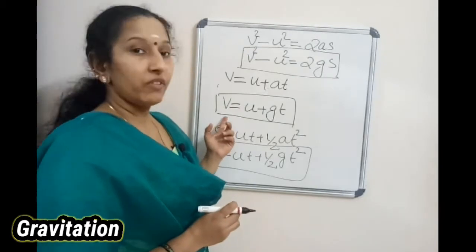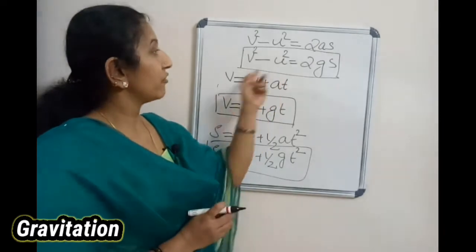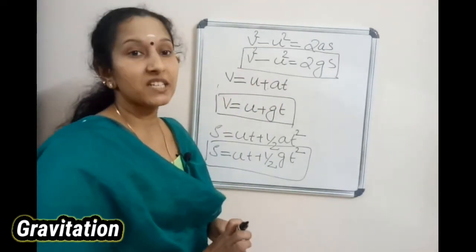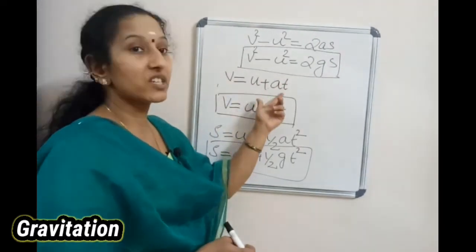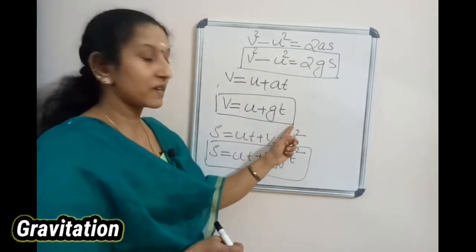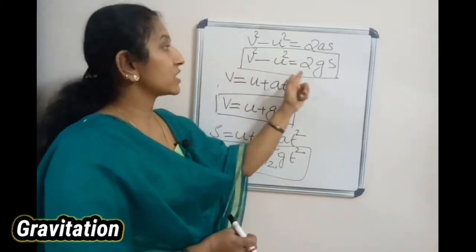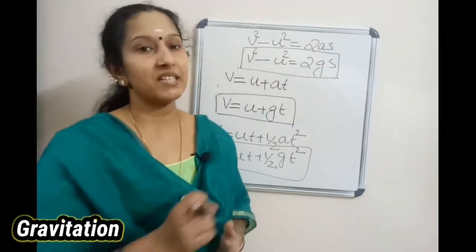So v equal to u plus gt, s equal to ut plus half gt square, v square minus u square equal to 2gs. Why? Because here instead of acceleration you have to use acceleration due to gravity g.